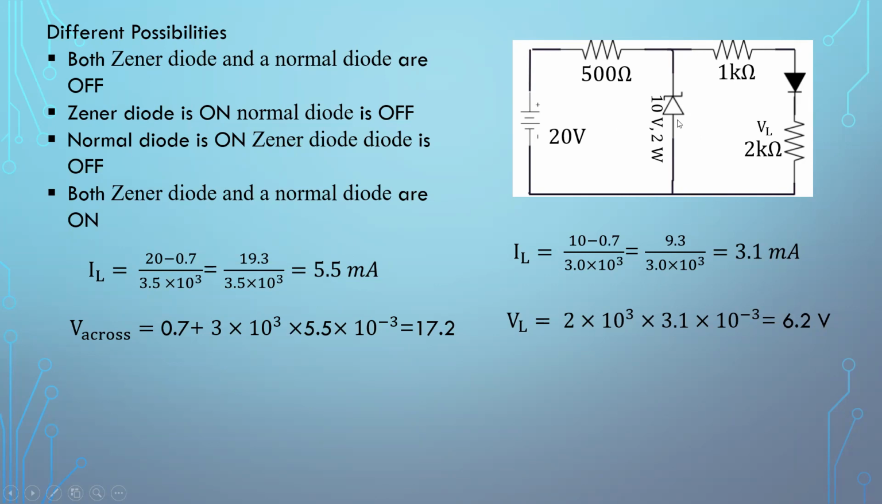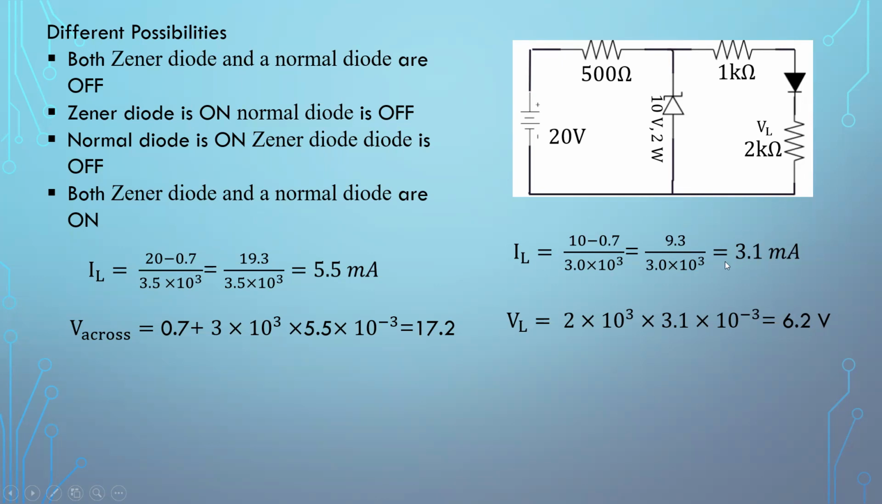So the only possibility is that both the normal diode and the Zener diode are conducting. Now the last case is correct, so this earlier calculation will be wrong. Now the exact value of current flowing in the circuit will be given by this, because the Zener is at 10 volt. This 10 volt will be equal to the voltage across this 3 kilo ohm plus 0.7 volt. So now I can find the load current: 10 minus 0.7 divided by this 3 kilo ohm. The current comes to 3.1 milliampere.